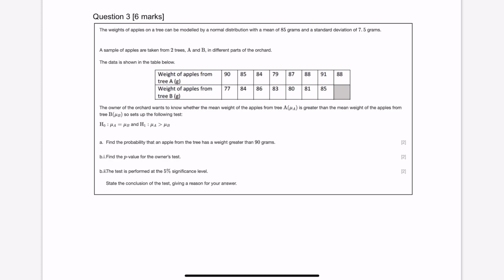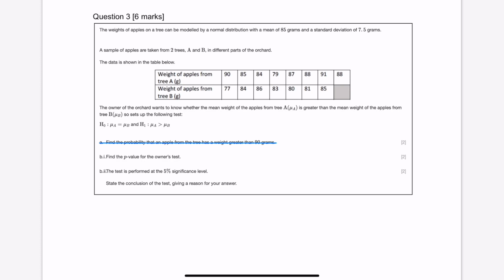You're also told that the null hypothesis is where they're equal, and the alternative hypothesis is where the first is bigger than the second. So the first part of this question we weren't answering, and the second part is to find the p-value for the test. So we're going to be doing a t-test.